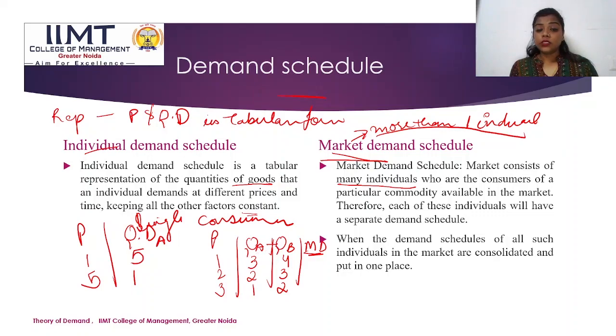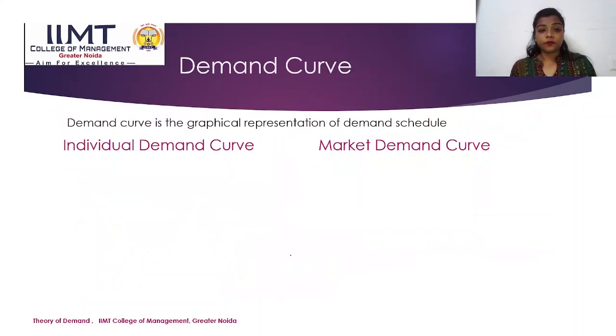Like 3 plus 4 will give us 7, 2 plus 3 will give us 5, and 1 plus 2 will give us 3. So this is our market demand. This is the individual demand of consumer A and this is the individual demand of consumer B. But when we talk about market demand, it will be the total of all the individuals.